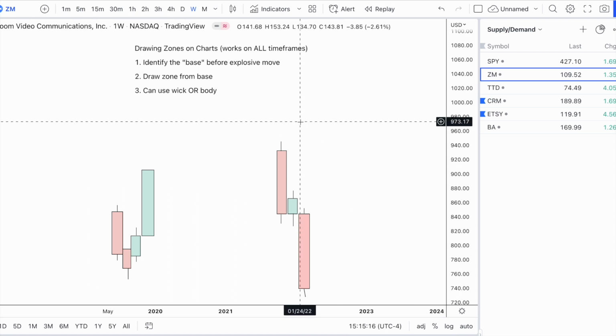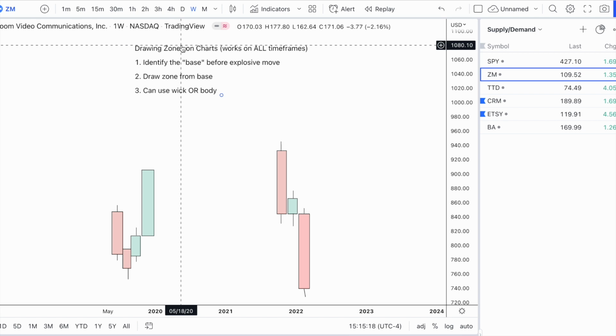So the first thing I want to mention is that drawing zones on the charts, they work on all time frames, right? So whether it's a monthly, weekly, daily, hourly, even up to the 1 minute, it will work on all time frames, right? And looking at which time frame you want to look at depends on a number of factors. That's something that can be discussed in a future video. So let's go ahead and get started.